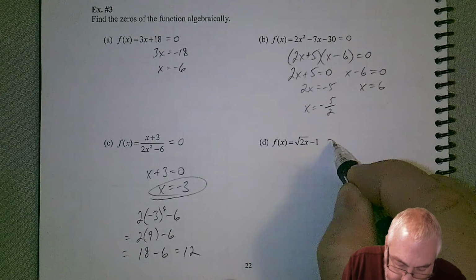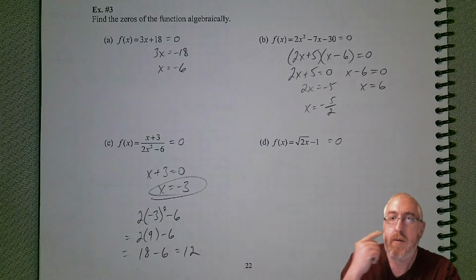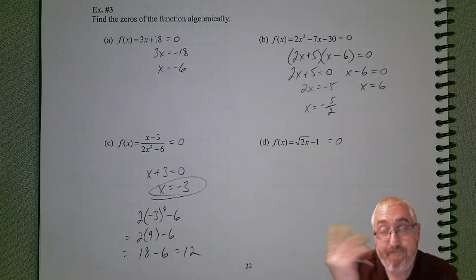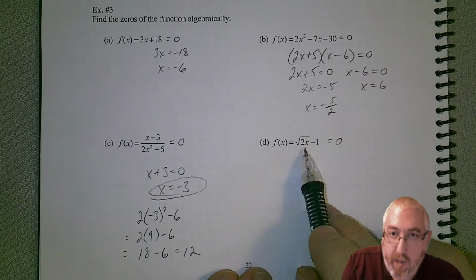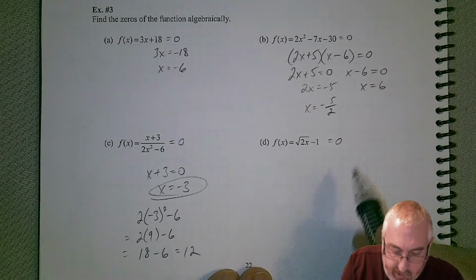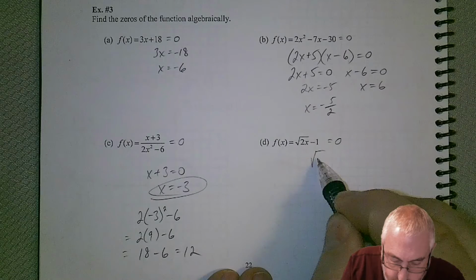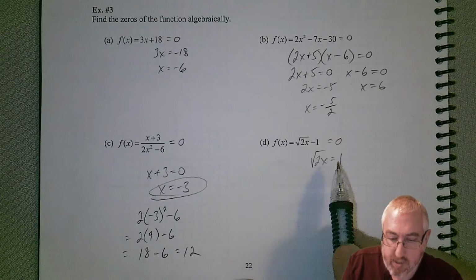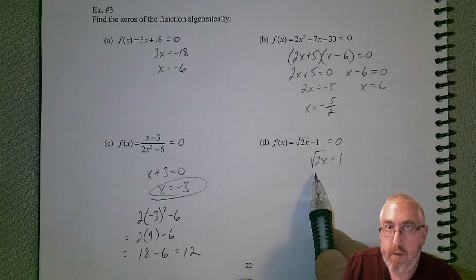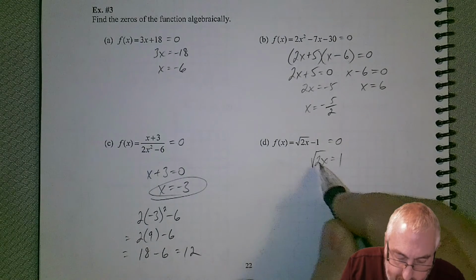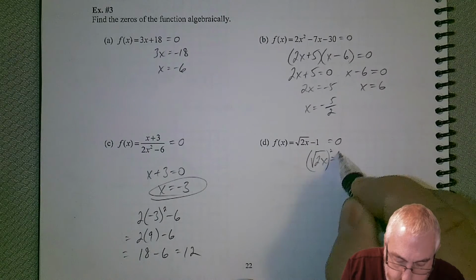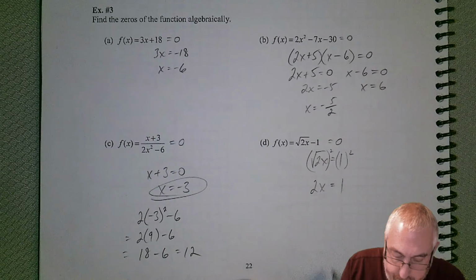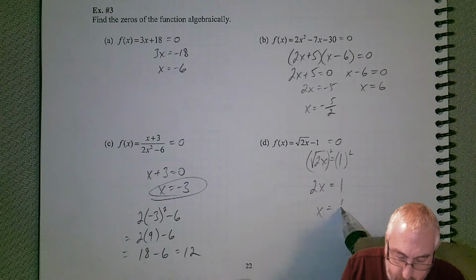So if we set this equal to 0, how should we solve that? Well, we want to get x by itself, so that minus 1 is going to go to the other side. So square root of 2x is equal to 1. And so now that square root is going to get removed. And we can do that by squaring both sides. So that's going to give you 2x equals 1. And we can quickly see that x equals 1/2.